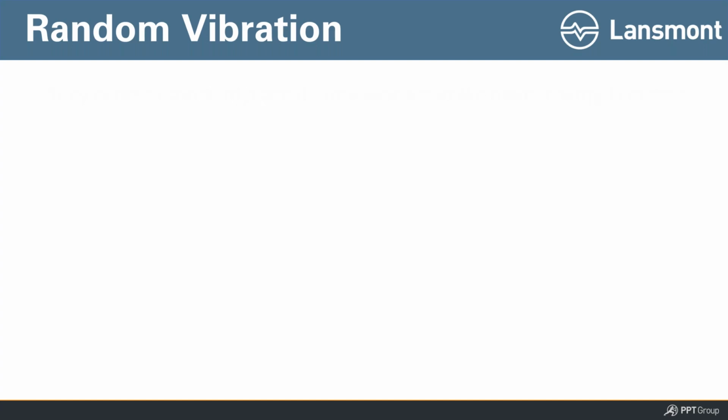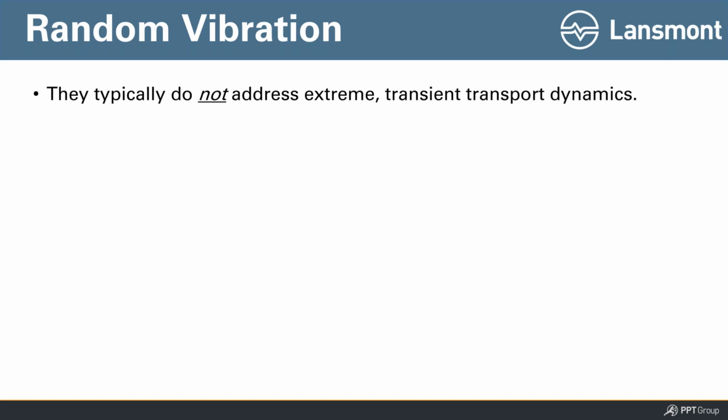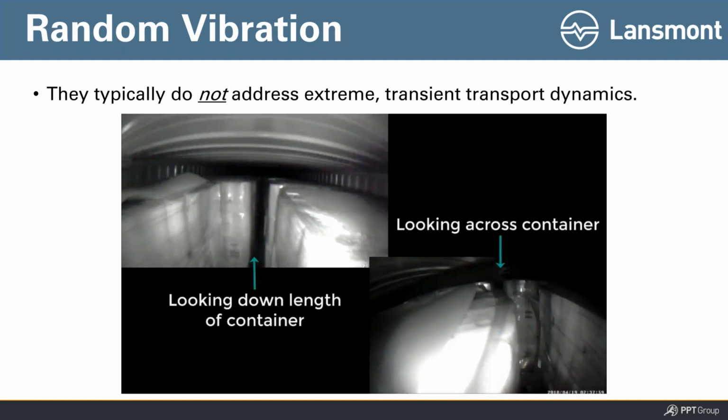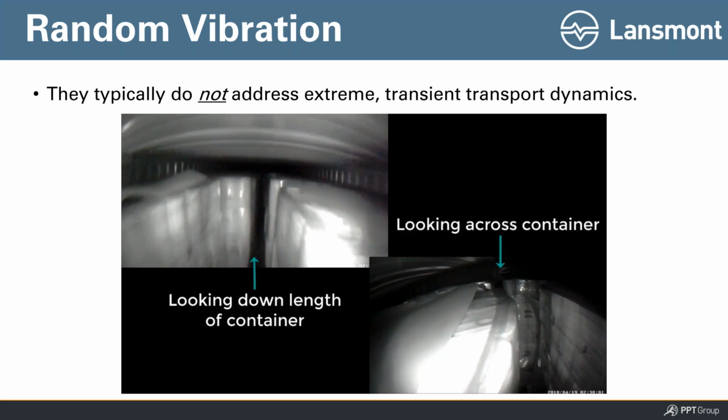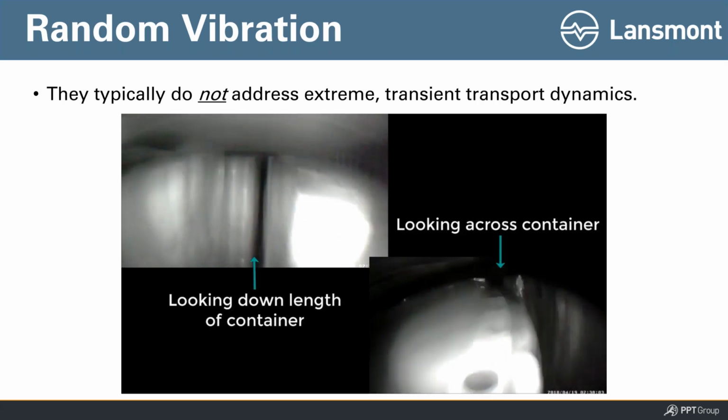What they don't address, I would say, is that they typically do not address extreme transient transport dynamics. And what that means is, all right, this next video is going to show video from inside a container, unit loads going down the road, and then all of a sudden they cross a bridge abutment, or where they cross a bridge on the freeway. So there's vibration, and then all of a sudden, kaboom. You see what happens. These loads jump, going down, vibration, rock and roll a little bit, boom.